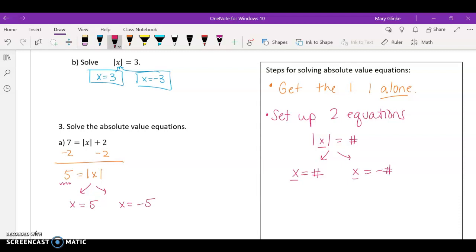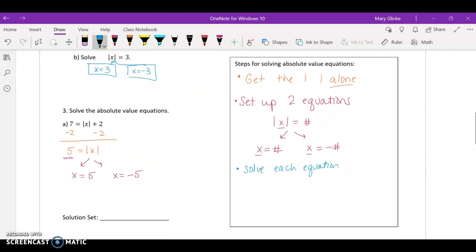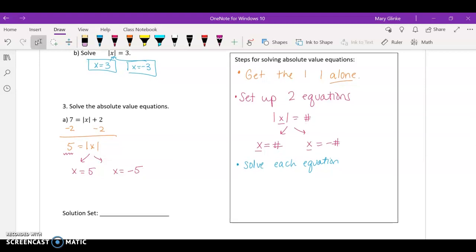Now, sometimes when you set up your two equations, you're not done yet. You might have to solve each equation. So if in the absolute value you had x minus 1, you would have x minus 1 equals 5 and x minus 1 equals negative 5. You'd have to solve each of those equations. So I'm going to zoom out. This one doesn't have anything to solve. So we have one final step.